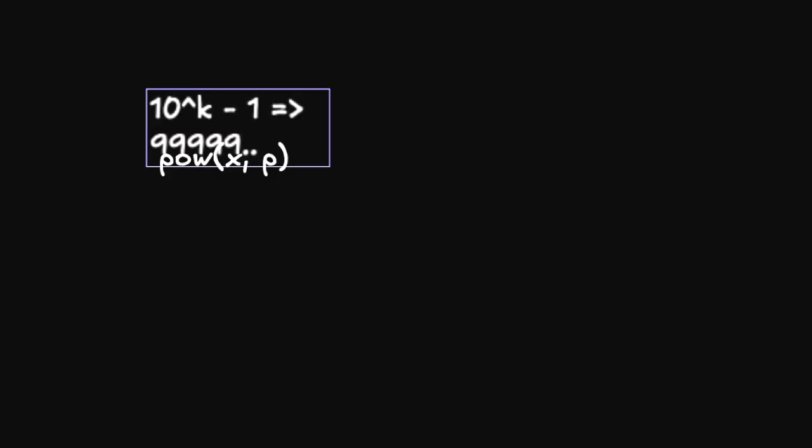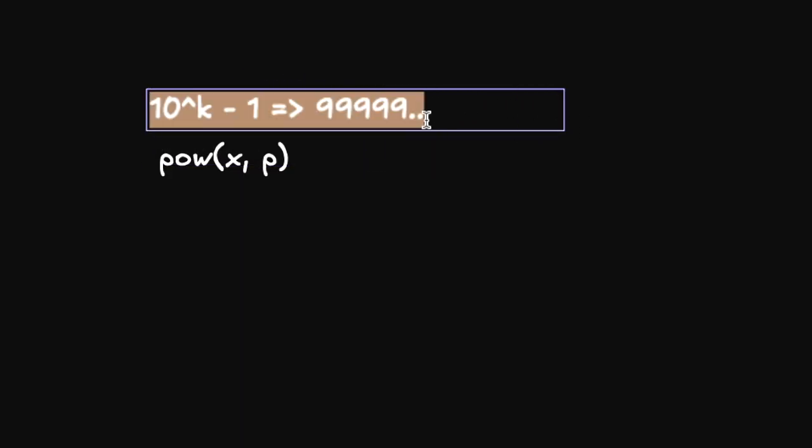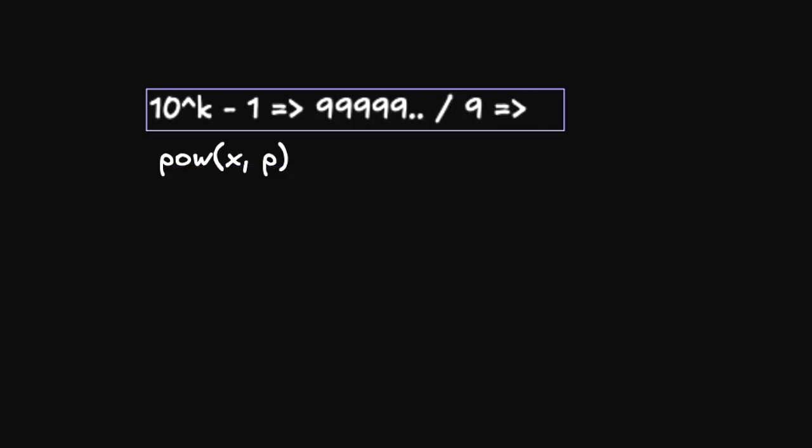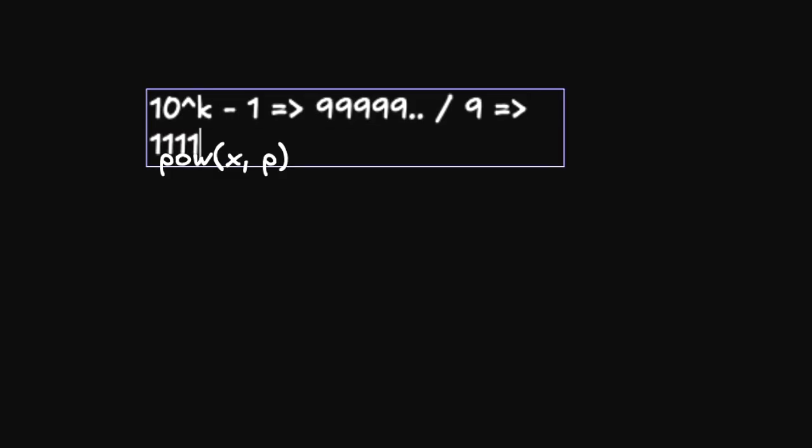I feel like I should explain a little bit why this is faster. If you still remember, what we previously said was we can do something like 10 to the power of k minus 1, and it will give us 99999. Okay, first let me switch here. So this will give us 999, and then we divide it by 9, and then we get 1111.